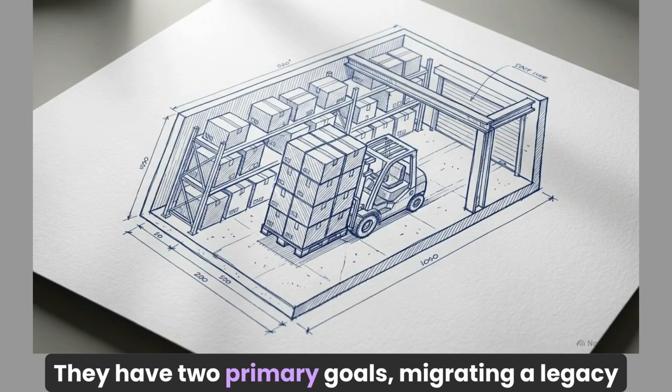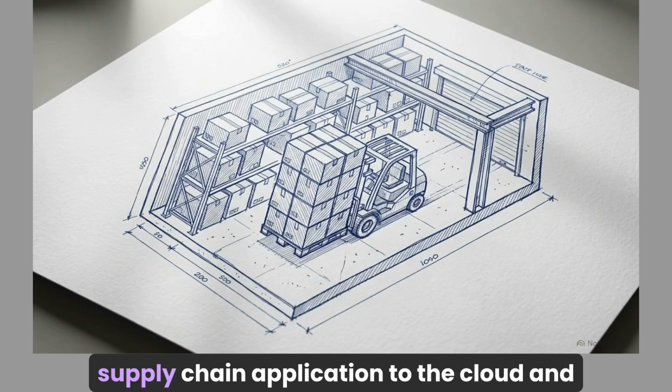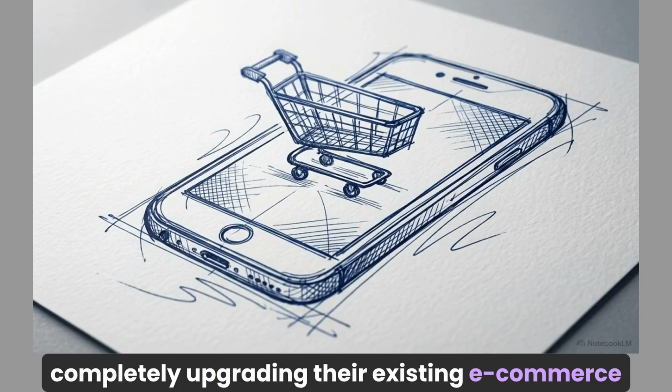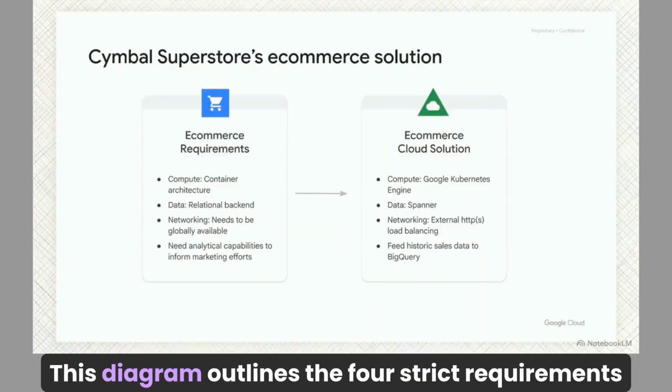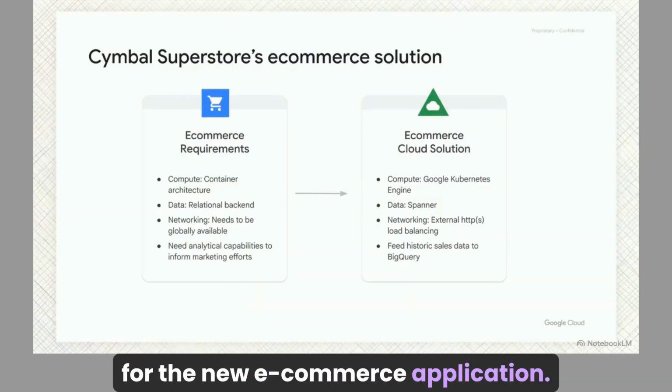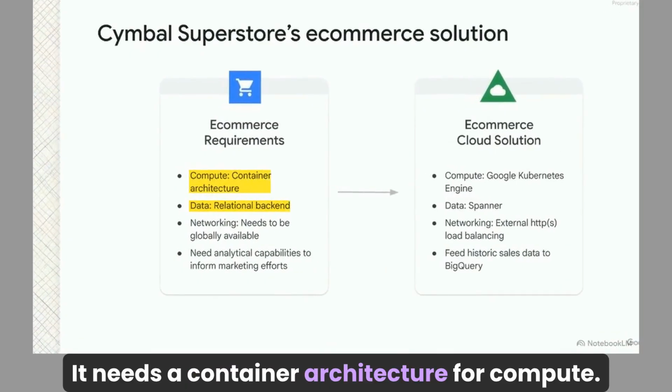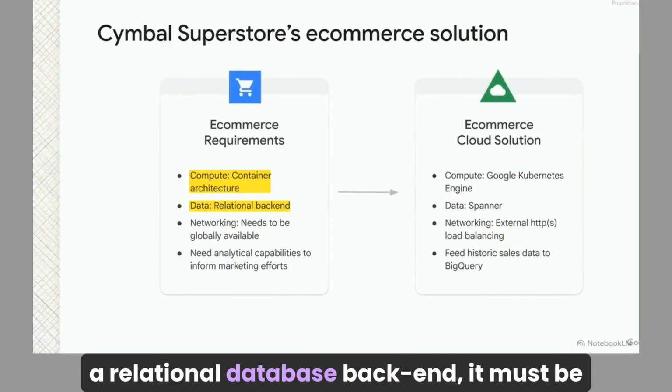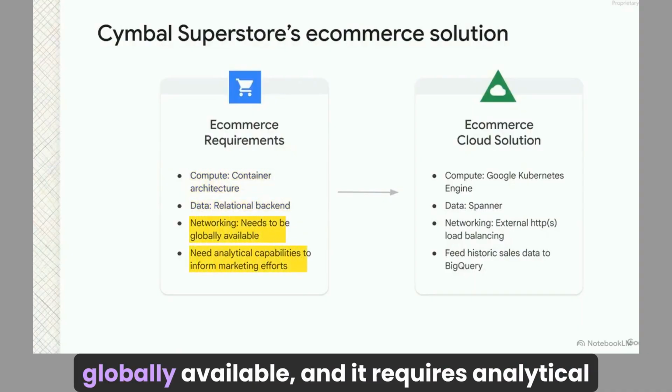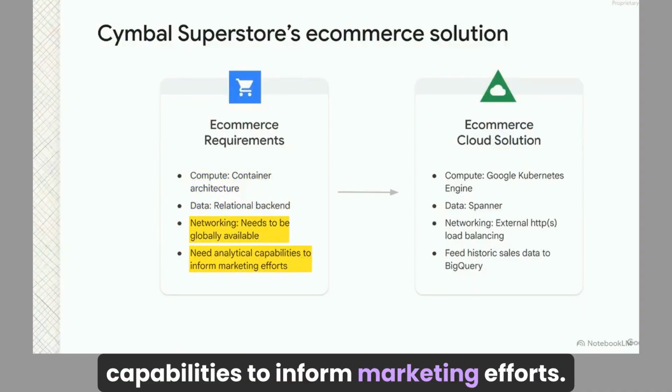They have two primary goals: migrating a legacy supply chain application to the cloud and completely upgrading their existing e-commerce web platform. This diagram outlines the 4 strict requirements for the new e-commerce application. It needs a container architecture for compute, a relational database backend, it must be globally available, and it requires analytical capabilities to inform marketing efforts.